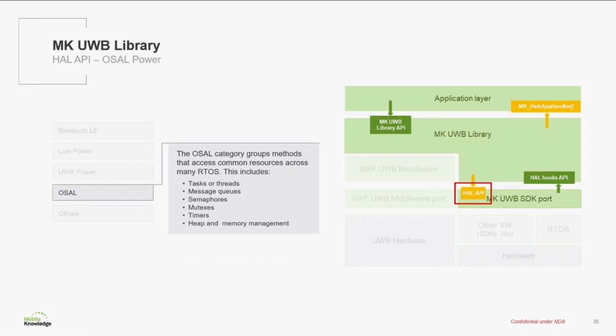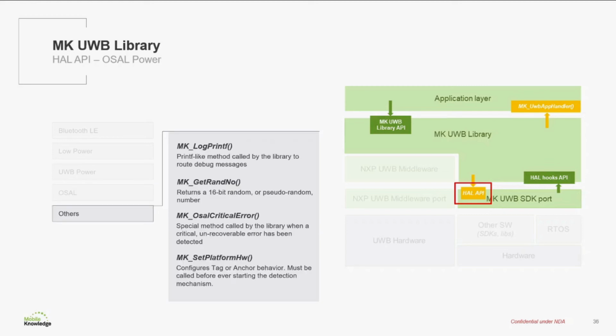The platform port must also implement a set of methods to access common RTOS services. This covers methods for creating and managing threads or tasks, message queues, semaphores, mutexes, timers, and also management of dynamic memory. You can check the SDK guide for the complete list of OSAL APIs that must be implemented in the library port. The port implementation also has to implement some utility methods. This includes methods for handling debug messages from the library, providing random numbers when needed, and also handling critical errors that the library detected and could not recover from.